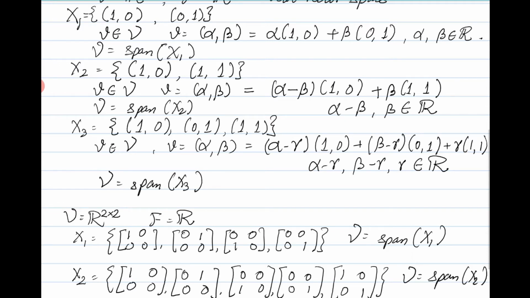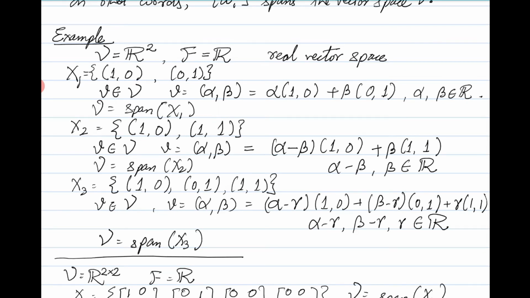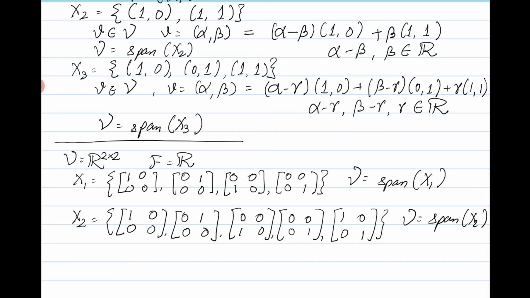Okay, now notice one thing. In the first set of examples where we were considering R2, the set of vectors forming the set x1 are linearly independent, and so is true for the set of vectors forming the set x2. But if you notice x3, this set is a set of linearly dependent vectors. Even in the second example, the vector space of 2 cross 2 real matrices, the set x1 is a linearly independent set, but the set x2 is a linearly dependent set. So the notion of span does not depend on whether the set of vectors that you are using to represent the vector space is a linearly independent set or not.